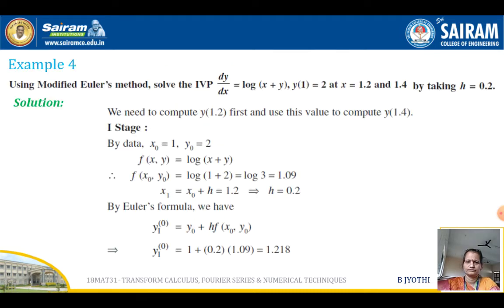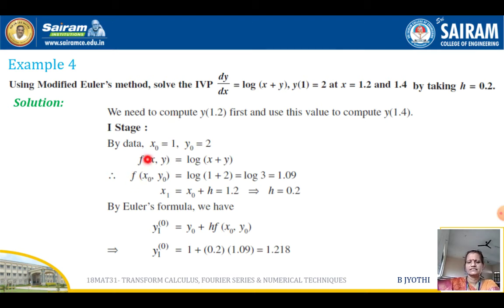Next problem. Using the modified Euler's method, solve the initial value problem dy by dx is equal to log of x plus y, where the initial condition is given by y of 1 is 2, at x equals 1.2 and 1.4, by taking h equals 0.2. We need to compute y of 1.2 first and use this value to compute y of 1.4.